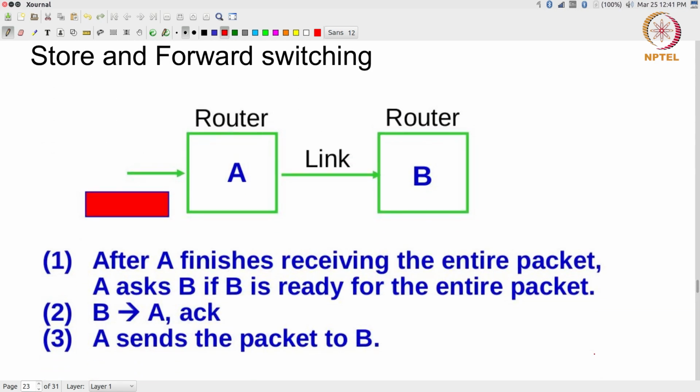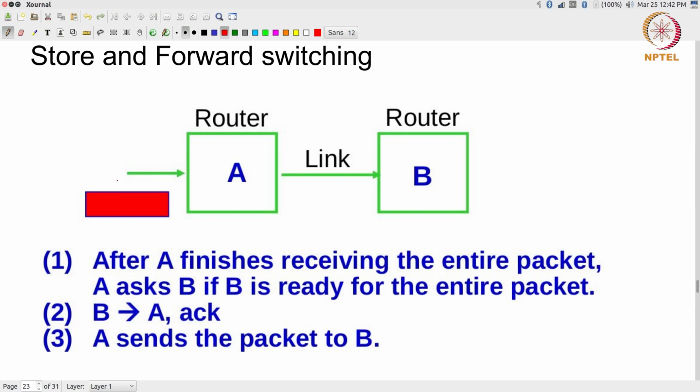One of them is called store and forward switching. What happens in store and forward is A is receiving a packet that it knows needs to be sent to B. It waits until it gets the entire packet, stores it locally, asks B if it is ready, B acknowledges saying yes, and then A sends the packet to B. In one way this is good because A ensures that it receives the packet properly, and it sends the packet to B only when B is ready to accept it. So, as and when B is ready, the entire packet should go through without any further problems.